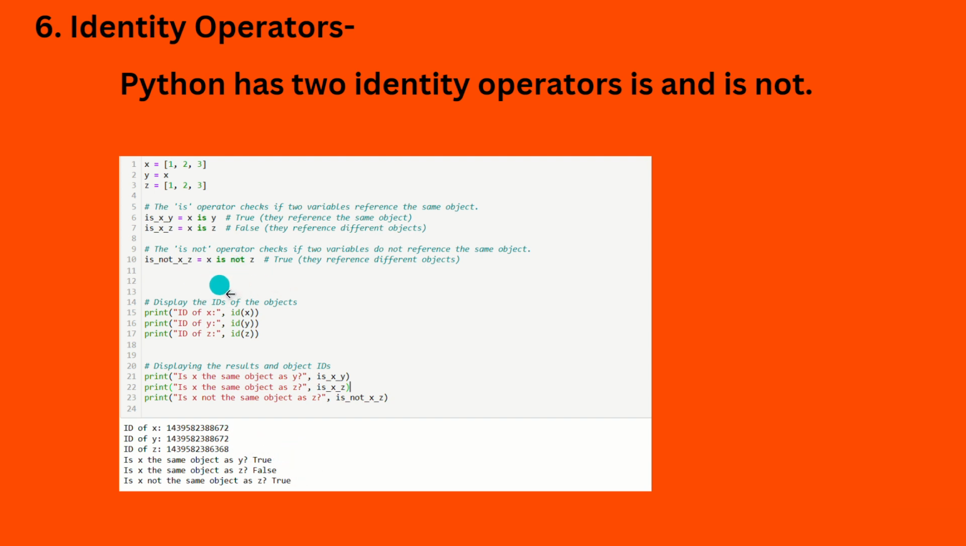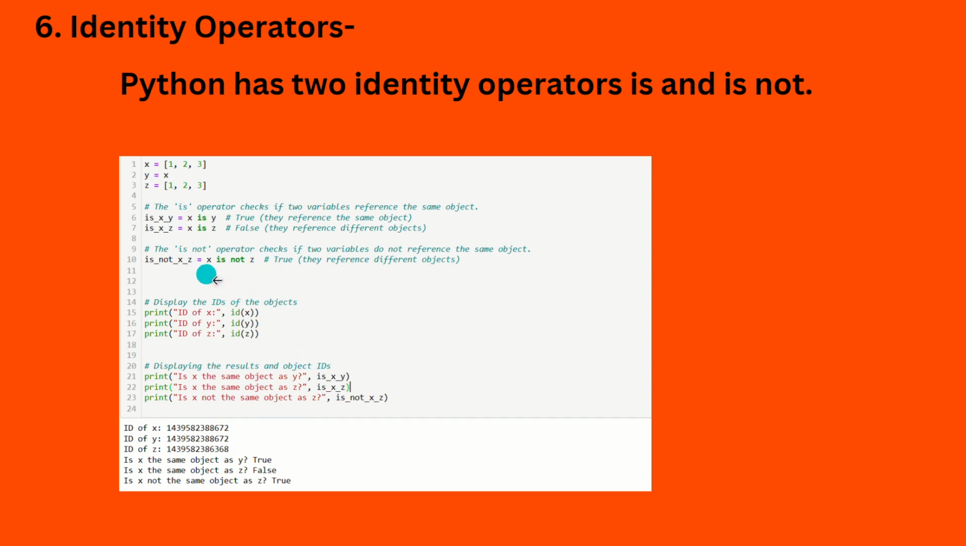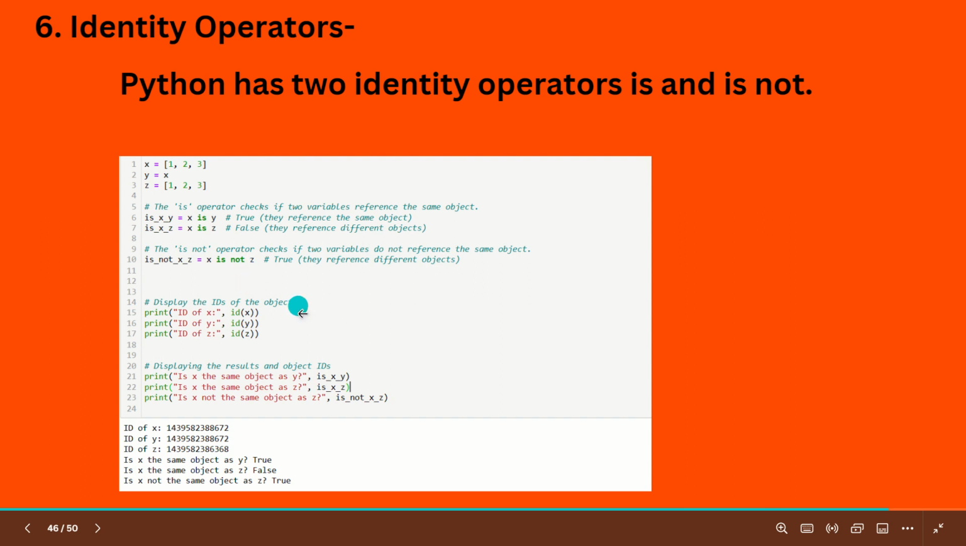Now we will check is not. Is not checks that they do not refer to the same object. That is, x is not z. Correct? We should get true as the answer. If I just change the variable, x is not y, I should get false because x is y. Understood? This is how identity operators work.